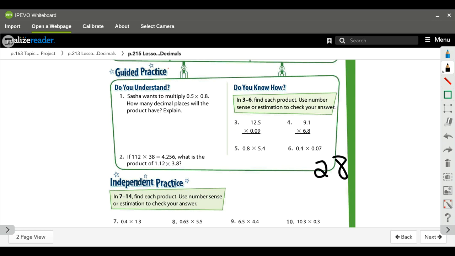oops, I ran out of numbers, so I'm going to add a 0 in front. So now it's 1, 2, 3. My decimal goes right there. So my answer is going to be 28 thousandths.